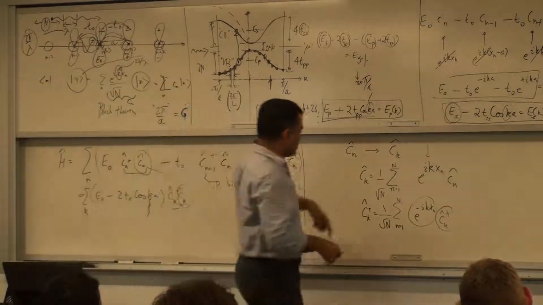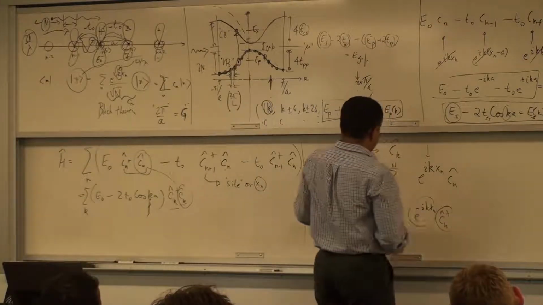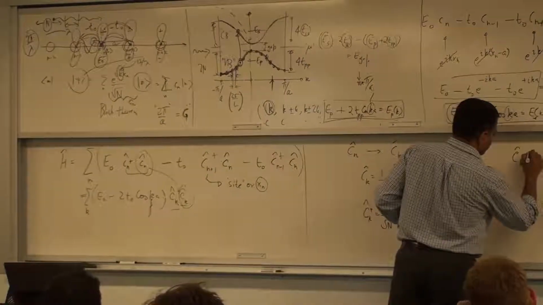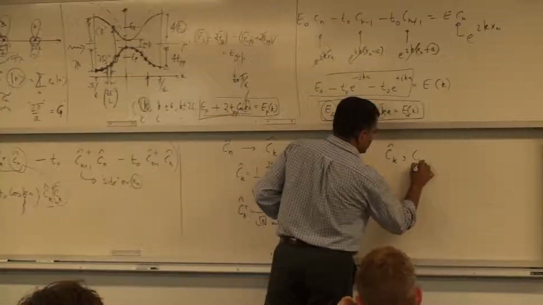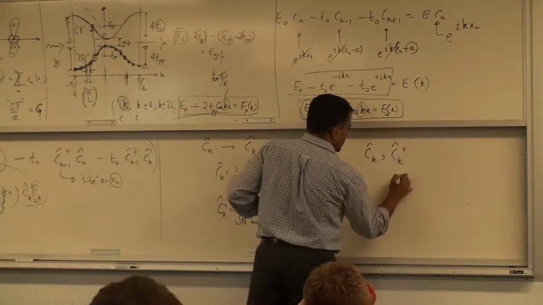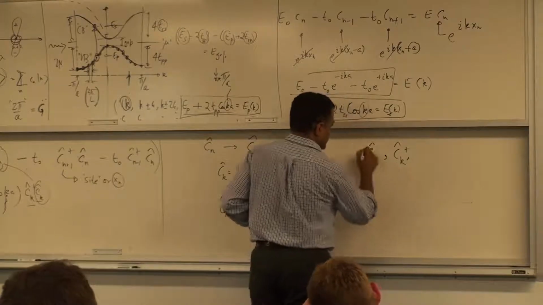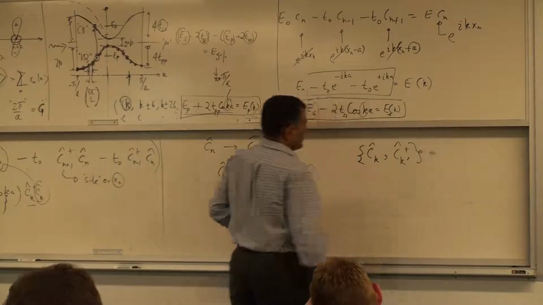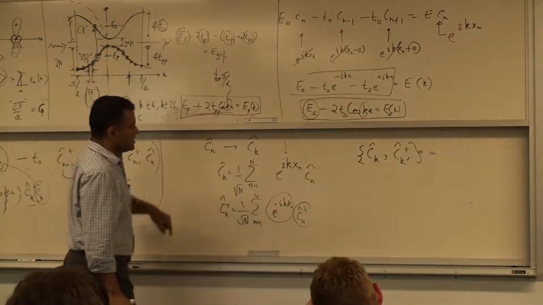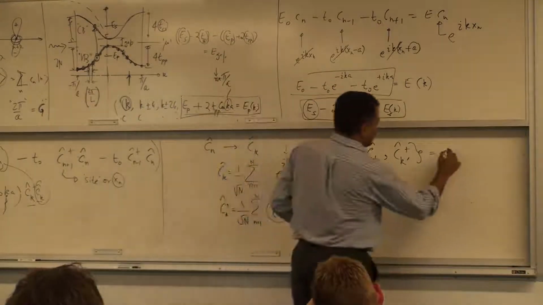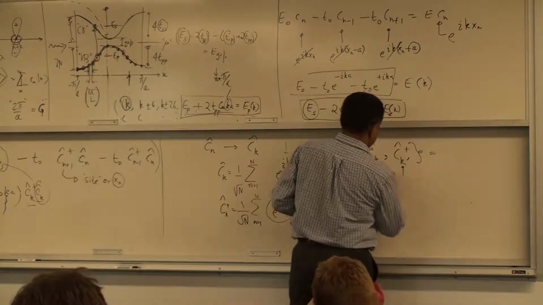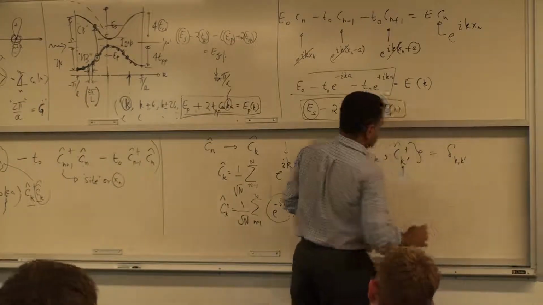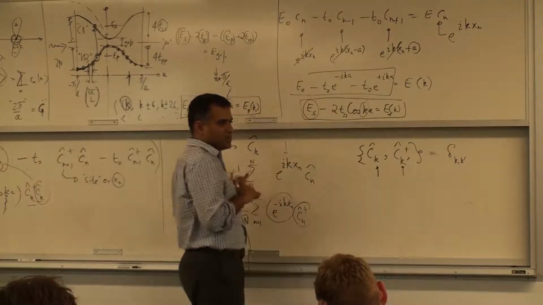And from here you can show, you can also find the commutation relations between Ck and Ck prime dagger. For fermions, for Cn's and Cn primes, we know what it is. Here, if you choose your k's to be discrete, you will get the same thing as it was in real space.